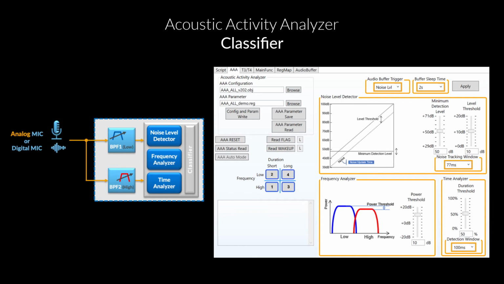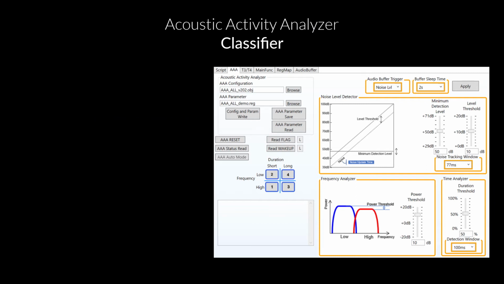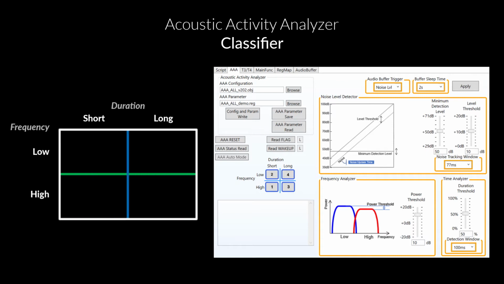At this point, we can begin to classify the incoming audio across 4 regions, based upon spectral content and duration. The acoustic activity analyzer can be programmed to reject audio that is classified into any of these regions, further allowing the user to refine what kind of audio events they would like to listen for.